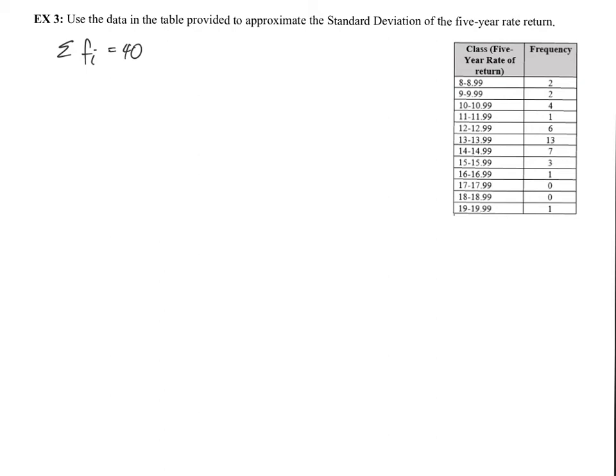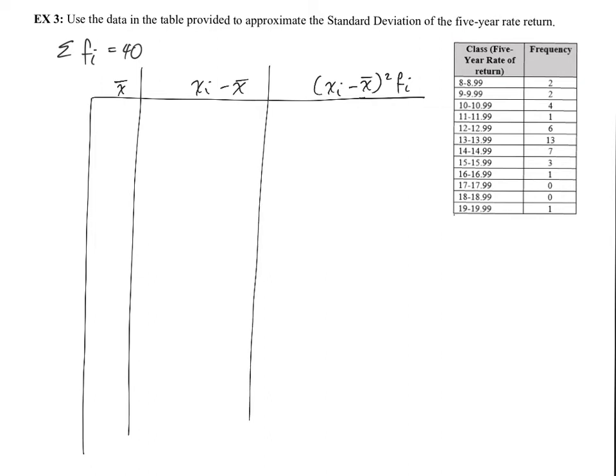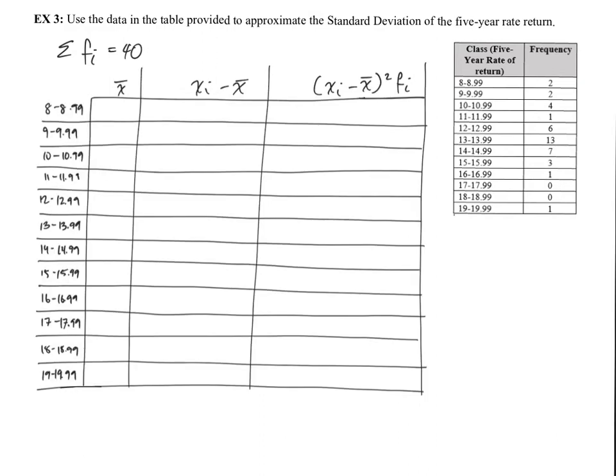So let me go ahead and write out the chart we want. We need x sub i minus x bar. We're slowly filling in the values for the formula that we have. And then lastly in the formula, we have our x sub i minus x bar squared times f sub i. Once again, I'm going to label the side with all of these values. So I'll pause the video and then return.